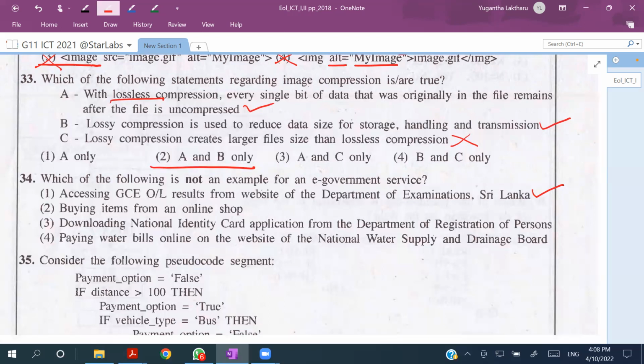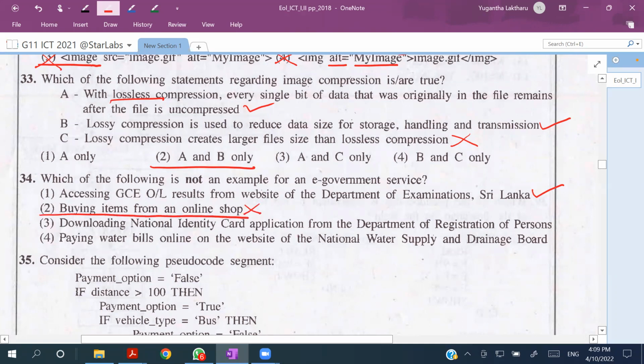Buy an item from an online shop. Now that is not an e-government service, definitely, because with an online shop, we don't know whether it is going to be a government one or a non-government one. In most of the cases, unless this is something like Salu Sala kind of things, the shops are private companies or businesses, right? So buying an item from an online shop is definitely not an example for e-government. So this is wrong, and that is going to be the answer.